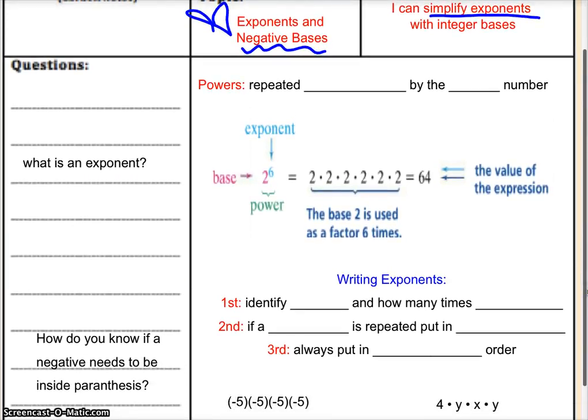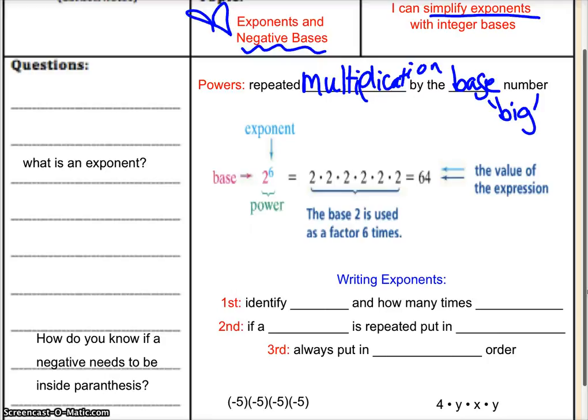So powers means repeated multiplication. It's multiplying the big number the power amount of times, okay? So repeated multiplication by the base, it's called the base number. Some kids like to use the friendly term of big, the big number. So you repeatedly multiply that big number.